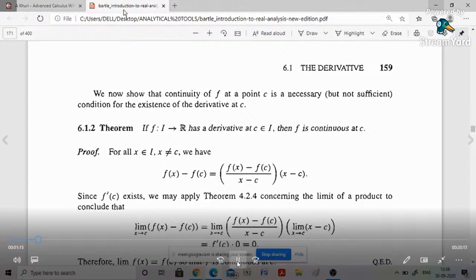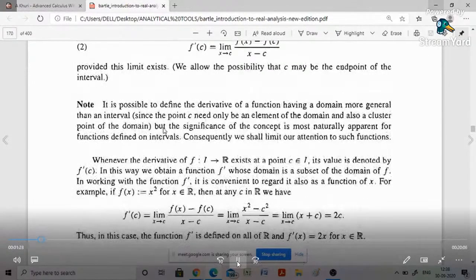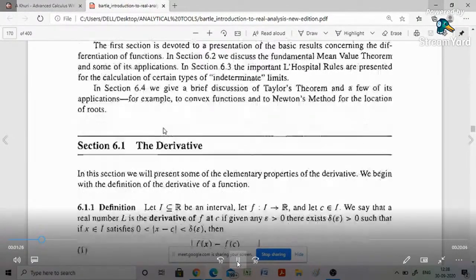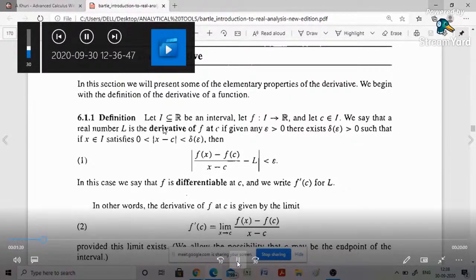I think you have studied the differentiation technique in your degree classes. That is available in the book of Bartle. Okay, this is the preliminary details of differentiation, derivative of a function.